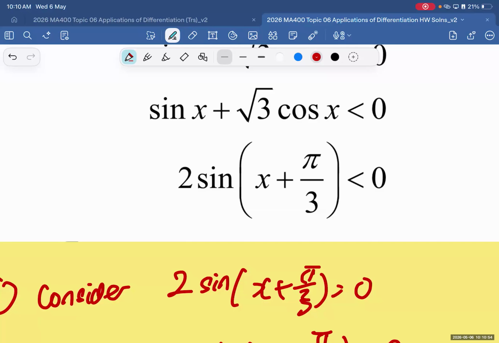So 5 pi over 3, 7 pi over 6. This is 3 pi over 2, right? 3 pi over 2 is 9 pi over 6. Minus pi over 3 is the same as minus 2 pi over 6. So 9 minus 2 is 7, 7 pi over 6. So correct.